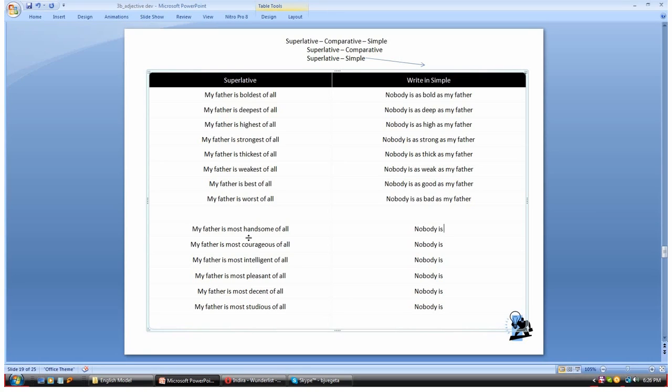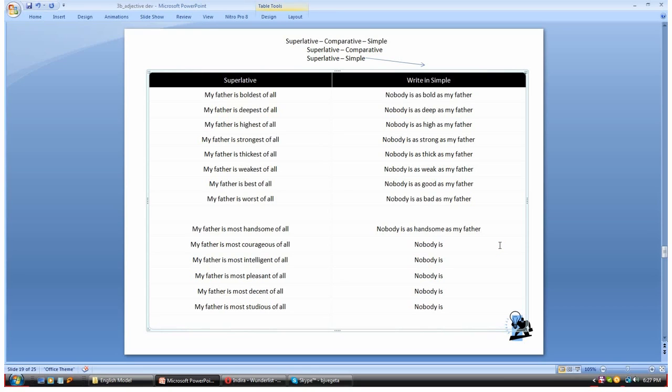So we are not going to write "nobody is more handsome than my father." We are not going to use "than" here because we are not using comparative anymore. So it becomes "nobody is as handsome as my father," just like how you have written the previous examples above. Got it? Nobody is as handsome as my father. Next one.